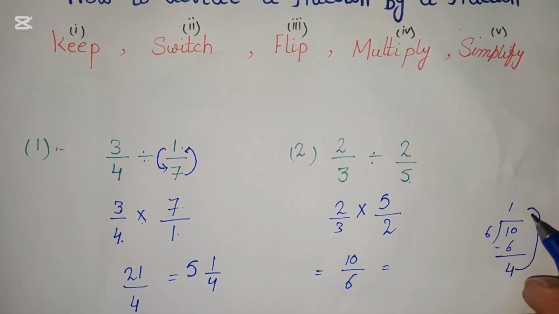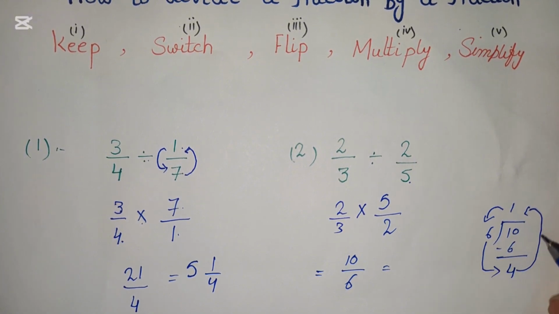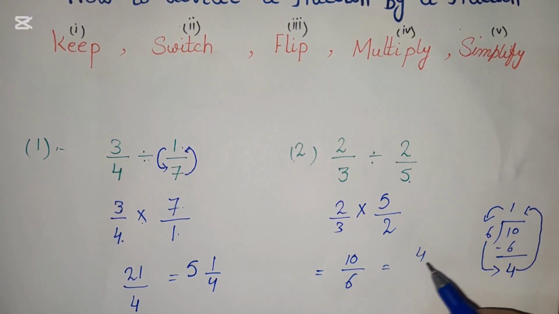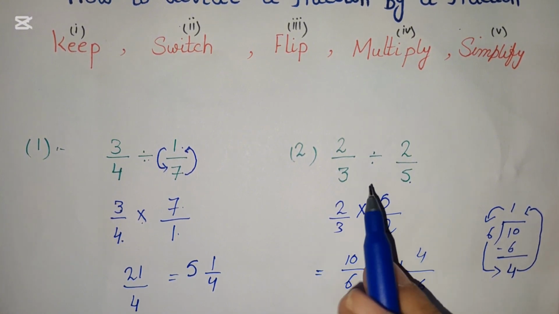So 4 we write on this place, 1 we write on this place and 6 we write on this place. 4 on the top, 1 on the side and 6 on the denominator place. This is the answer of the second example.